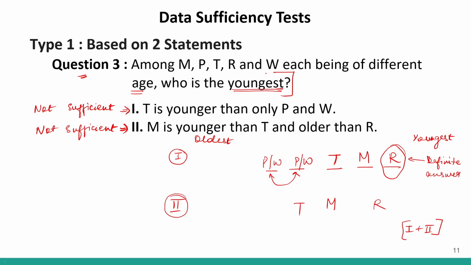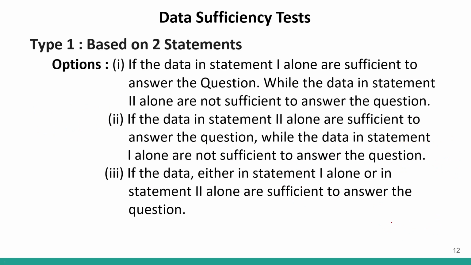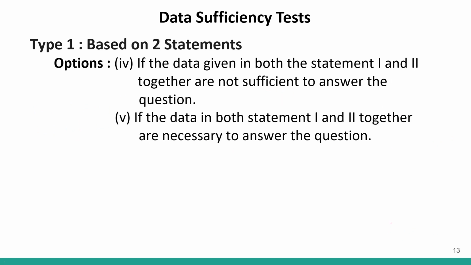If the question was asking who is the oldest, then we would not be able to answer because we have two options. But in this particular case, when we are supposed to find the youngest, we get a definitive answer. So on combining statements 1 and 2 together, I am getting my answer. So statements 1 and 2 both are required. Option number 5 says that data in both statements 1 and 2 together are necessary to answer the question. This will be the correct answer.